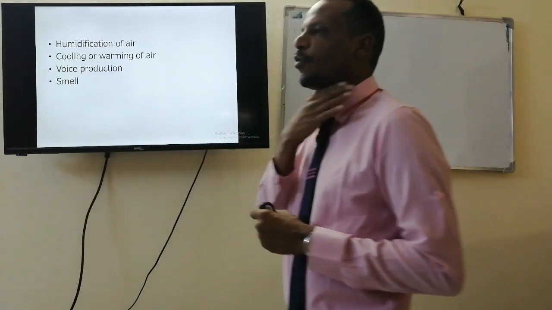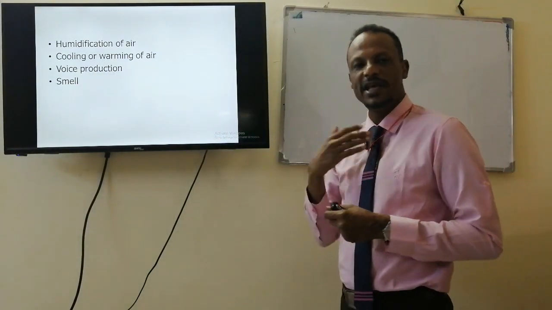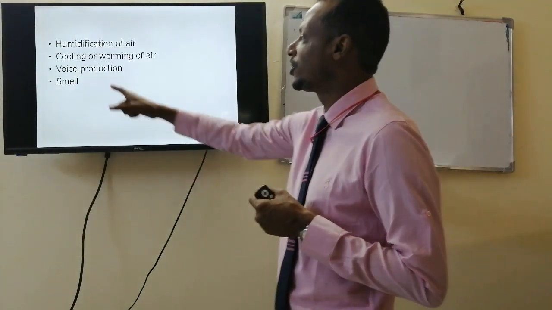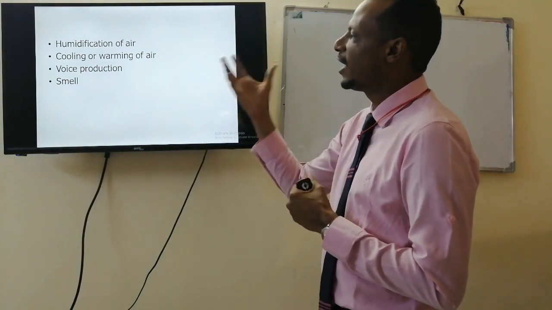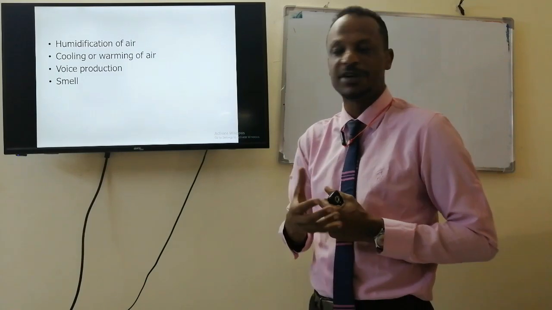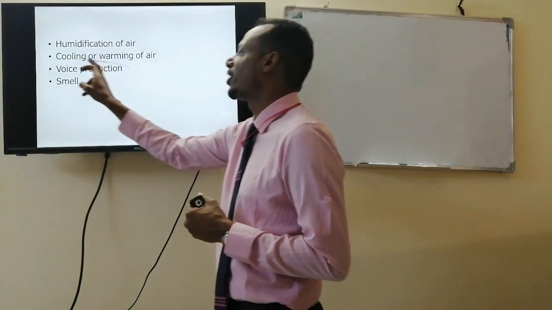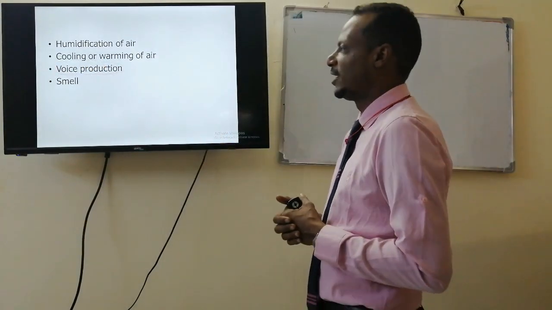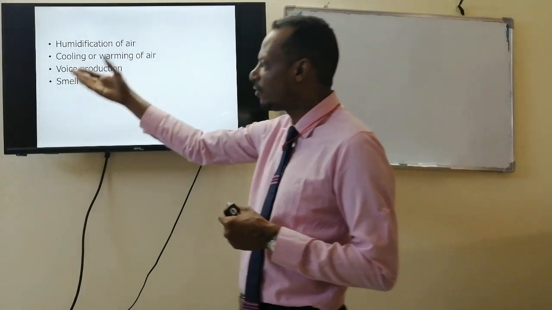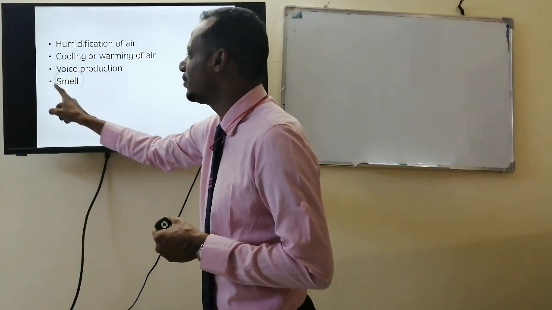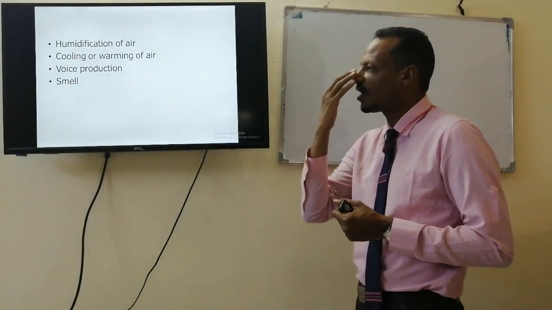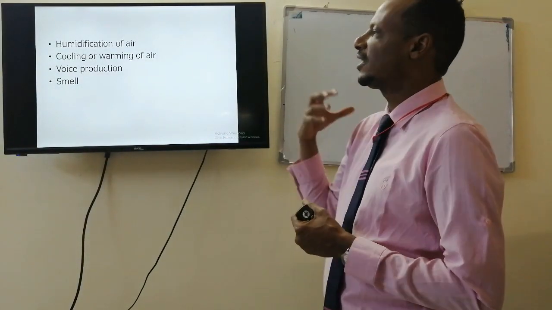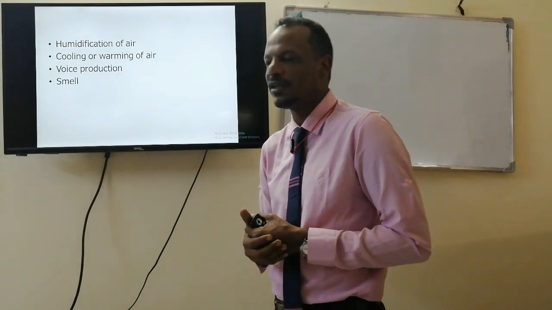Voice production: the vocal cord and the larynx play a very important role in the production of voice. As the larynx and vocal cord are part of the upper respiratory tract, they participate in voice production. One of the important functions of the respiratory system is smell, and the receptors for smell are found in the nasal cavity, which belongs to the respiratory system.